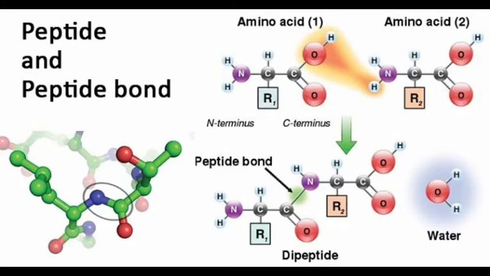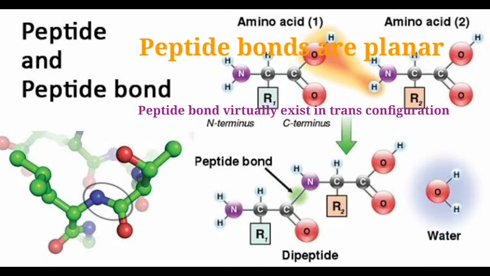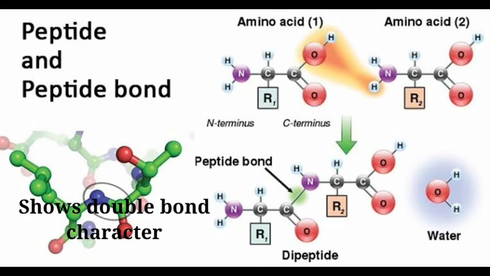Now let us discuss the properties of the peptide bond. Peptide bonds are planar. Peptide bonds virtually exist in trans configuration. They show double bond character and act as a small electric dipole.